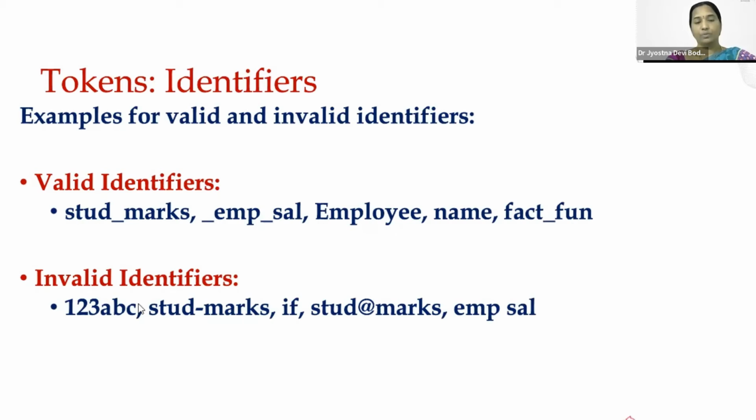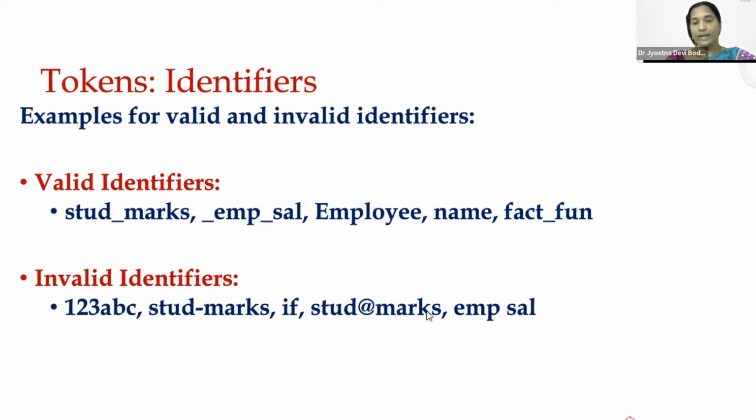Now let's see which are the invalid identifiers. Some examples we have here. 123ABC started with a digit, so it is invalid. And here student-marks: there are two words, but they are connected with a hyphen, which is invalid. Except underscore, none of the special symbols are valid. And if is a keyword, so it is also not valid.